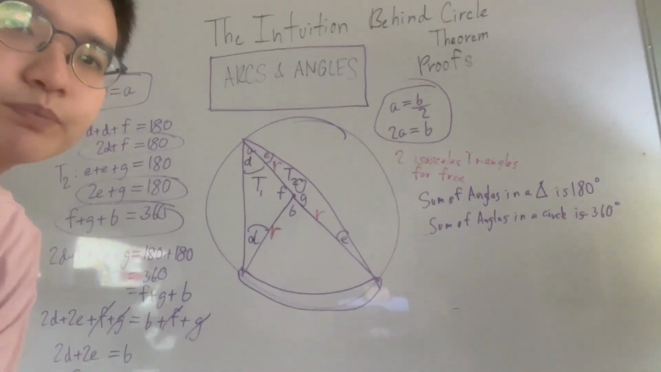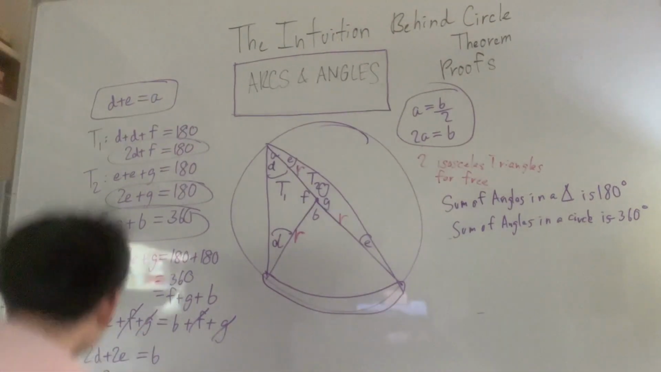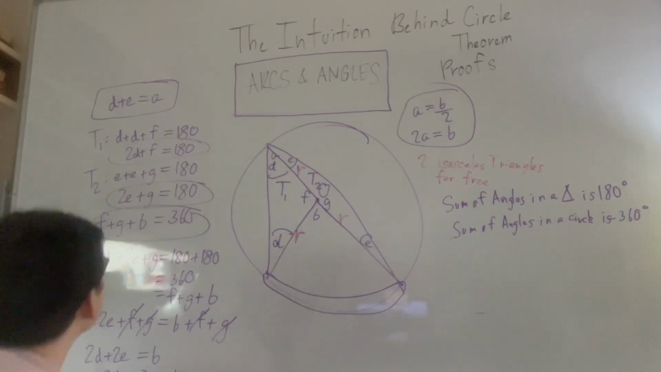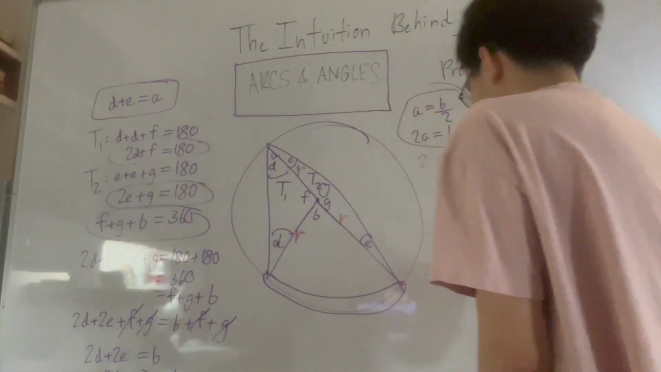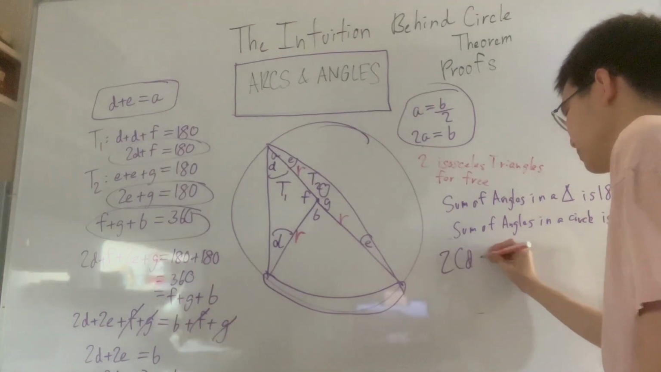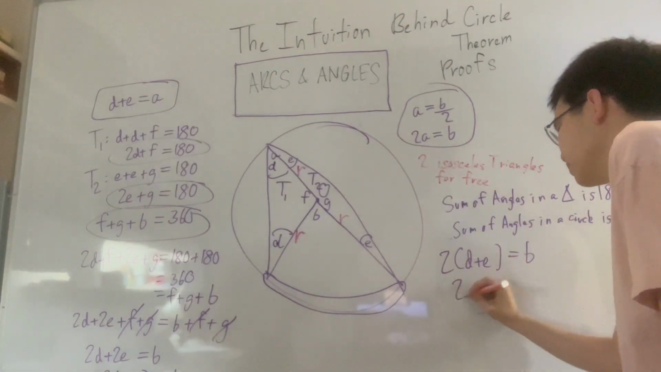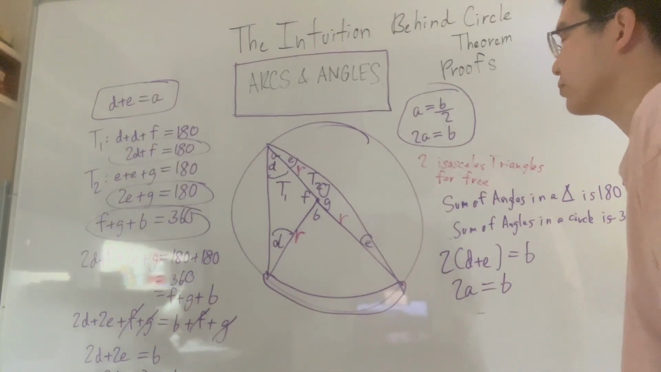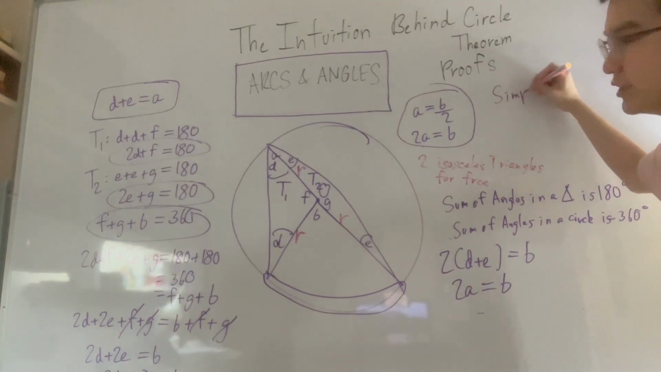And again, apologize, I'm not the best at angle work. So 2 times D plus E equals B, but we know that D plus E is essentially this angle A. So we get that 2 times D plus E equals B, but D plus E is A, so 2A equals B. Yes, this is unfortunately what it resorts to. It resorts to simplifying a system of linear equations.